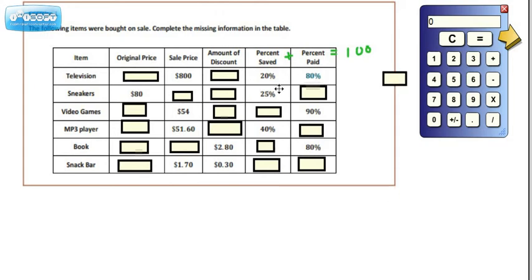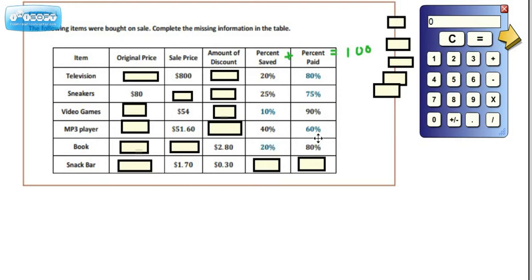Or here, 25 plus what equals 100%? Wouldn't that be 75%? What plus 90 equals 100%? That would be 10%. 40 plus what equals 100%? Wouldn't that be 60%? And same thing here. Something plus 80% equals 100%? It's 20%. All right, now this one we're going to look at last, if we have time. We may not have time because you have to use another approach for figuring these out.